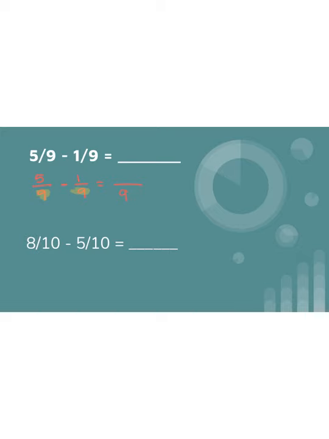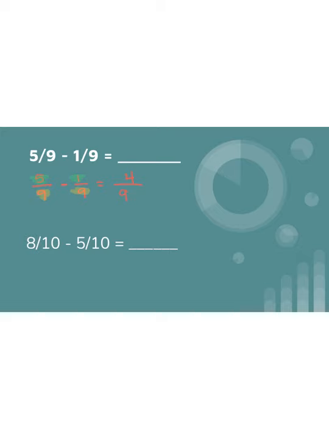Okay, then I'm going to look at my numerator, and I have a 5 minus a 1. And notice it's minus in the middle. So 5 minus 1 is 4. So I'm going to put a 4 on the top. So now I have 4/9.